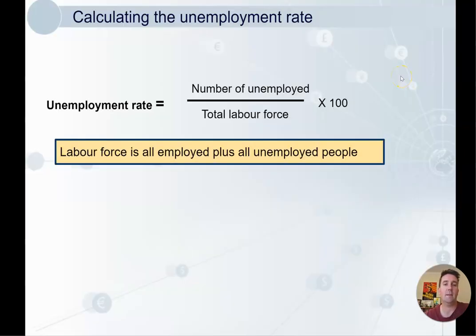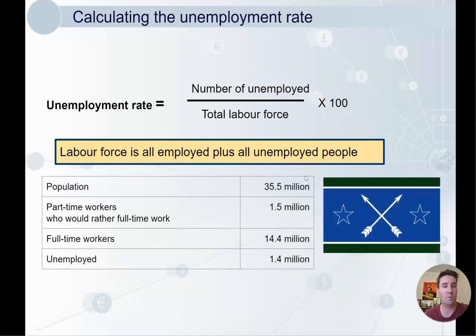How do we calculate the unemployment rate? We have an equation to use. So we count up the number of unemployed people and we divide that by the total labour force. So the labour force is everyone who is trying to engage in work. So everyone who either has a job or doesn't have a job but is actively seeking a job. And we get that times 100.